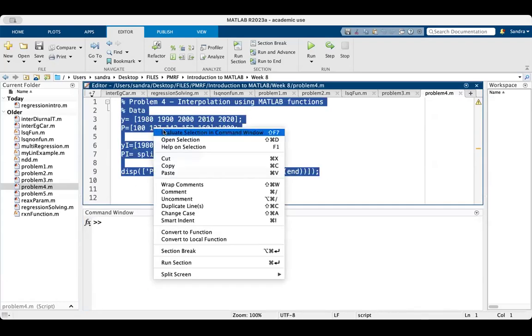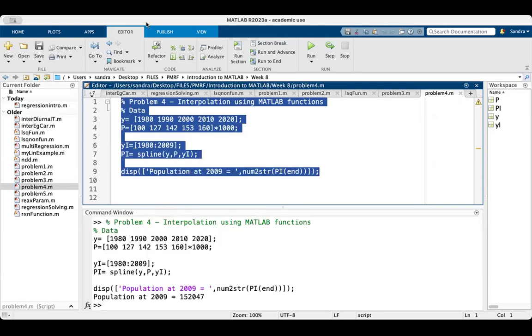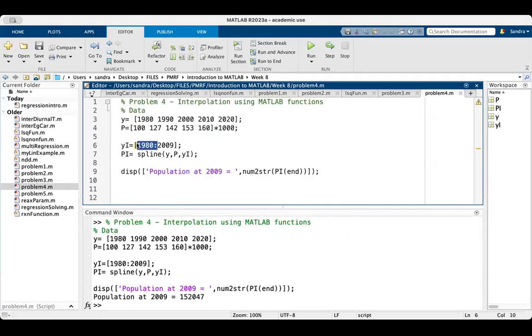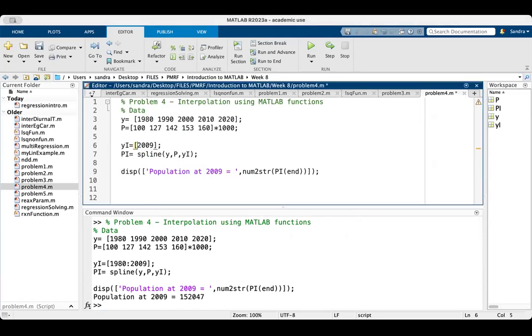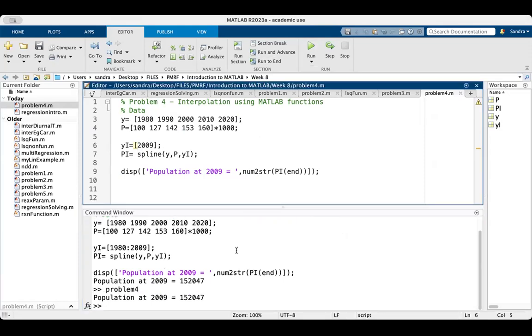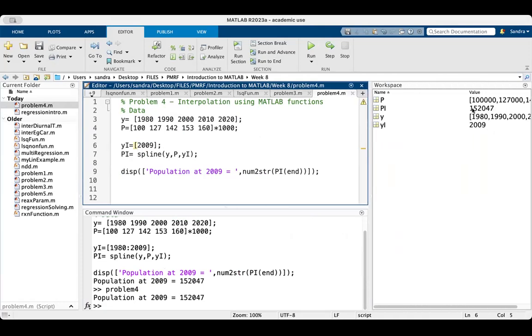Let me run this. You'll be getting 152047. That is the exact population. So let me see what will happen if I just give 2009 itself. Okay, I will run it again. Yeah, again I'm getting the same answer. So here yi is just 2009 and the population is 152047.